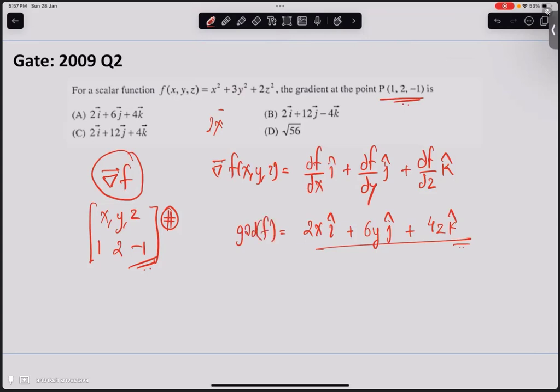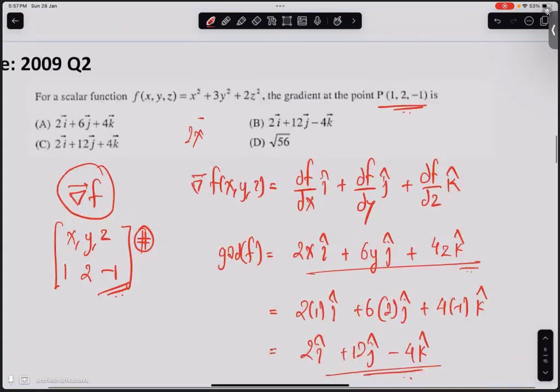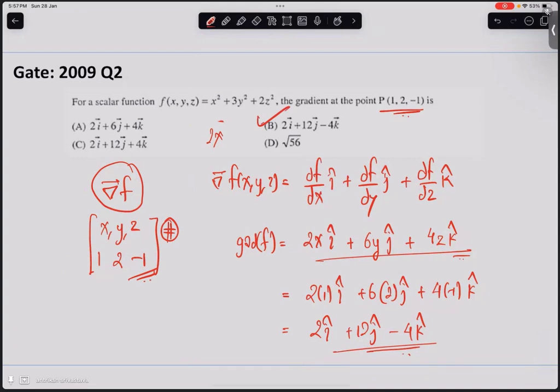Now let's put in the value of x, y, z. 2 into 1 i cap plus 6 into 2 j cap plus 4 into minus 1 k cap. So you have 2 i cap plus 12 j cap minus 4 k cap. So we have the 2, 12, plus 4, no, minus 4. We have option B. Option B is the correct answer. Right? So I hope you understood something from this expression.